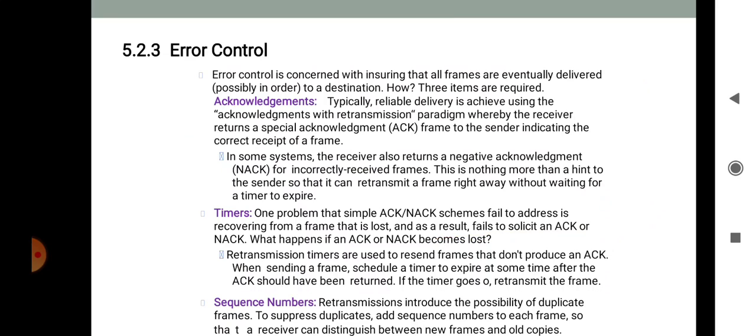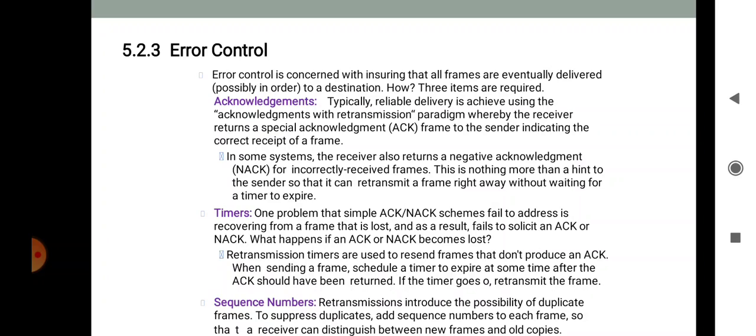Then the third type is error control. Error control: once the start and end of the frame is detected, the next problem is how to make sure that all frames sent by the sender are delivered to the network layer of the destination, and in the proper order. If the sender just keeps outputting frames without bothering whether they are received or not, retransmissions occur many times and bandwidth is also wasted. Here, error control is concerned with ensuring that all frames are eventually delivered, possibly in order, to the destination.